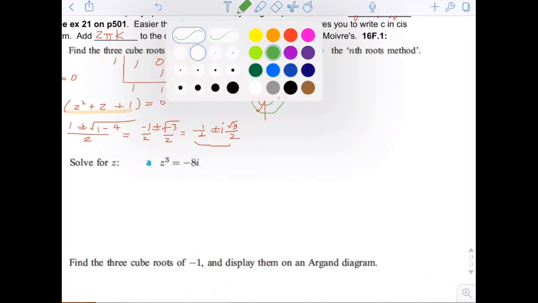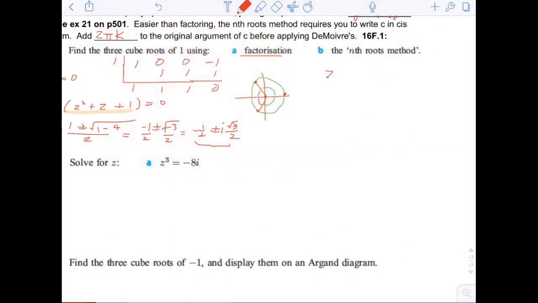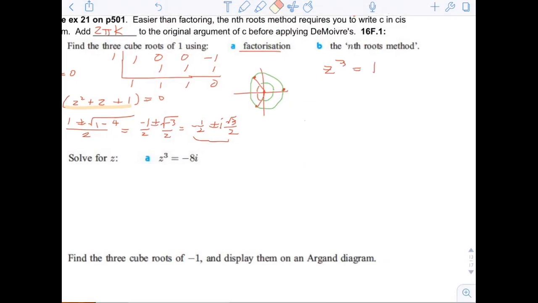So with the nth roots method, what we're going to do is apply de Moivre's. So z cubed equals 1. And remember, in the instructions it says to add 2 pi k to the original argument of c before applying de Moivre's. So our original c value is 1. So instead of 1, we're going to write 1 cis, and normally 1 is cis 0, right? We're going to write cis 0 plus 2 pi k. And that's equal to z cubed.